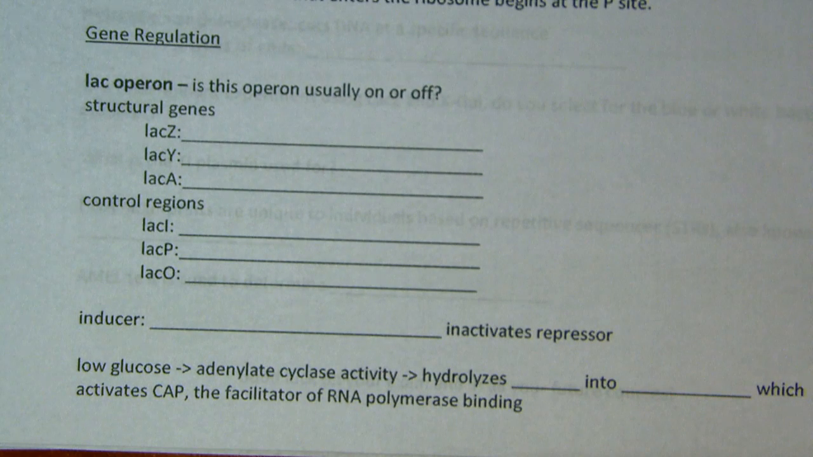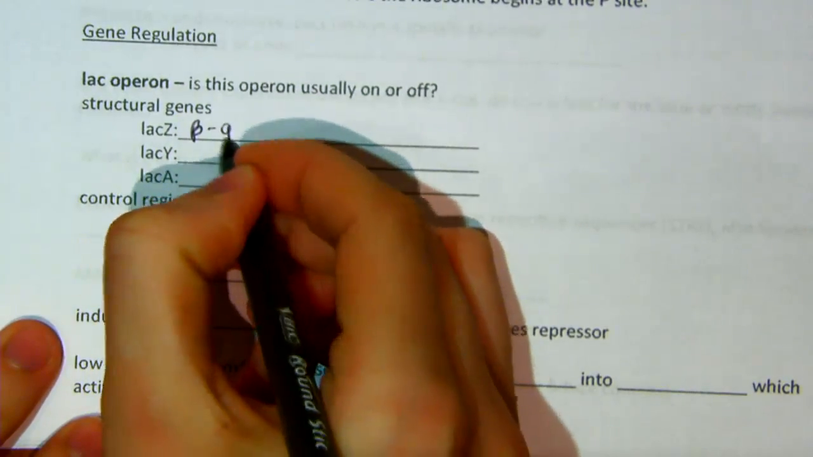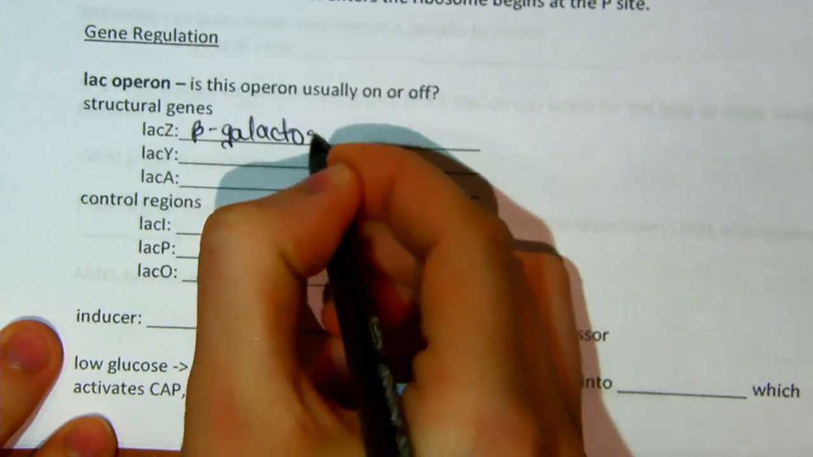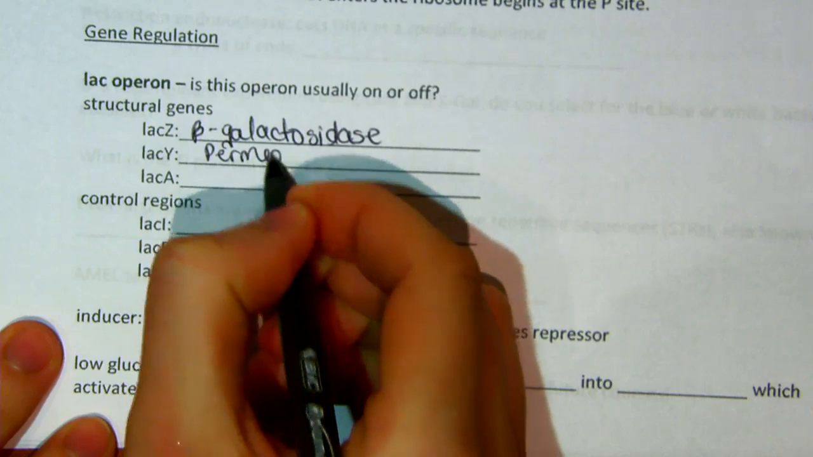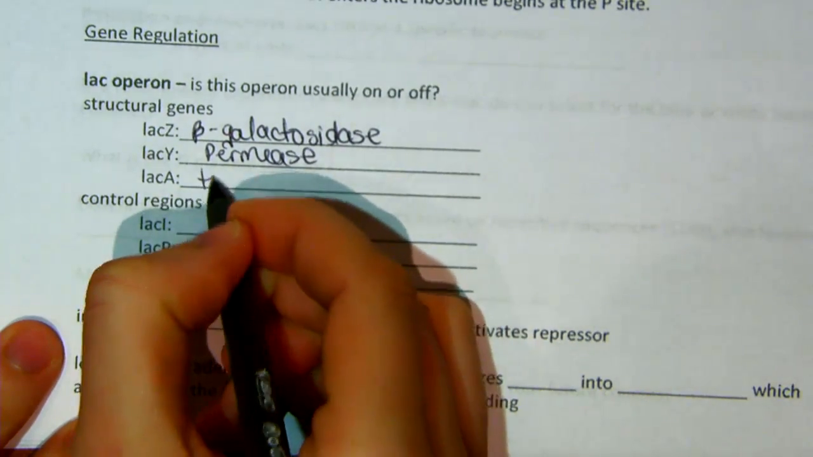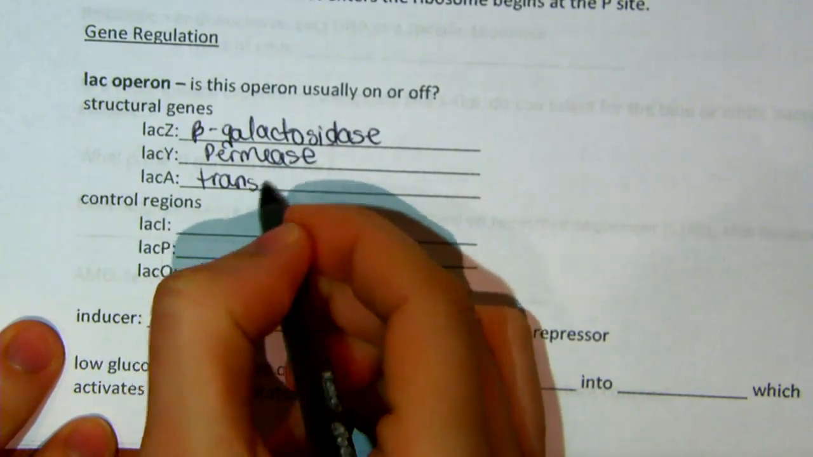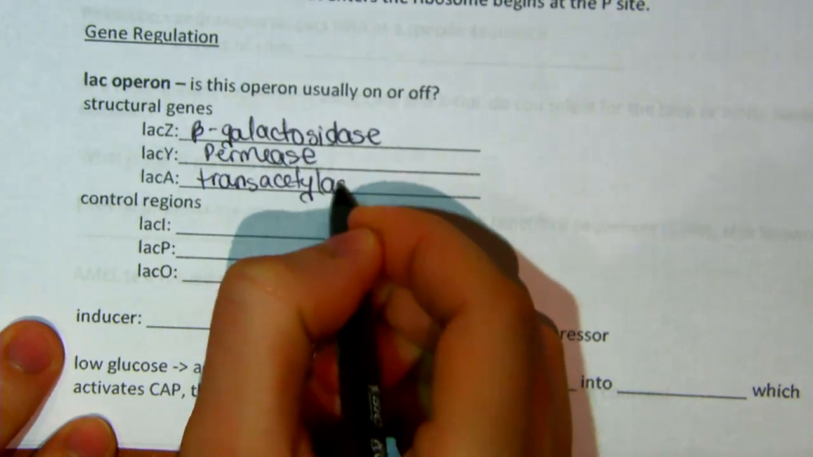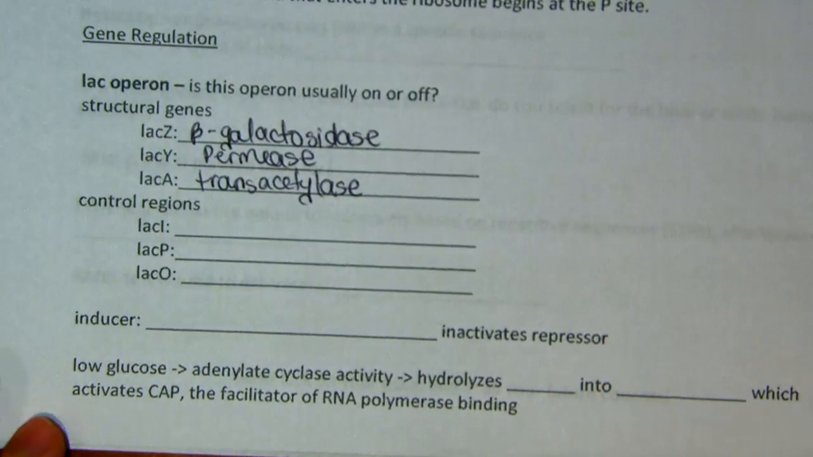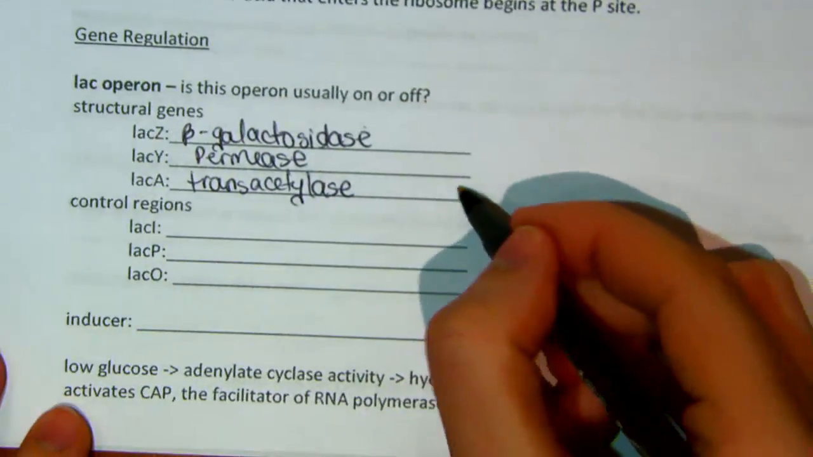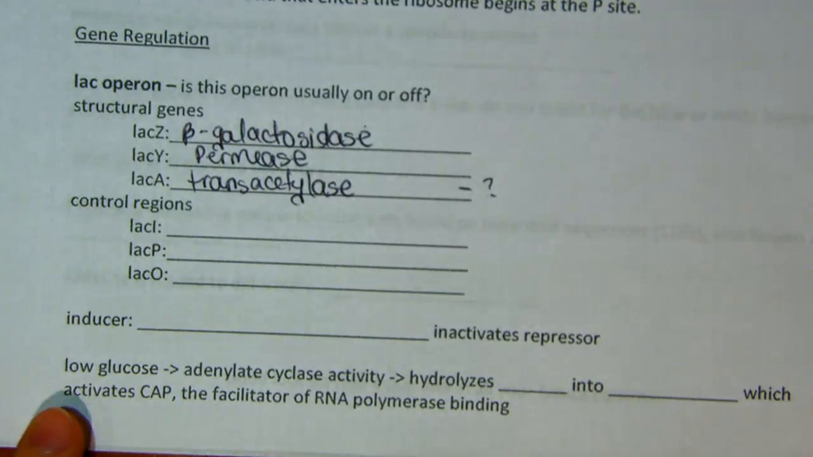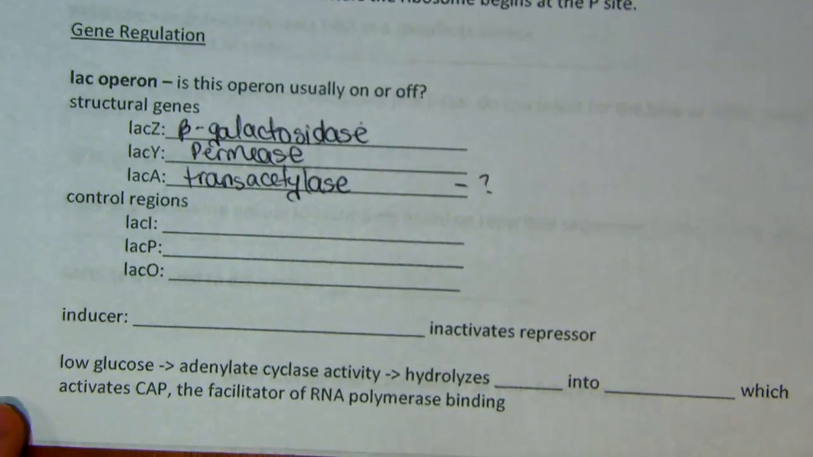Okay, so the LAC-Z gene codes for beta-galactosidase. LAC-Y codes for permease. And LAC-A codes for transacetylase. And know what each of these do. So what beta-galactosidase, permease and transacetylase do, although this one is kind of unknown. We just know that it's necessary for the operon to function, but we don't really know what it does.